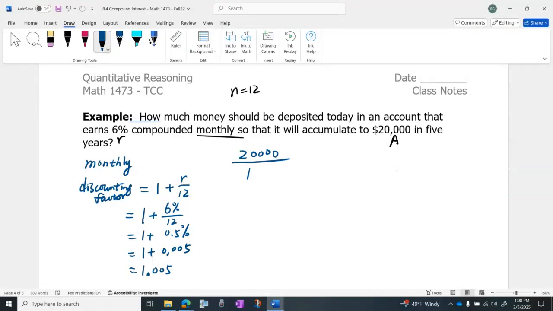Here, the discounting factor is 1.005. For how many times? 5 years, and the interest is compounded monthly, so 12 times a year. For 5 years, 60, right? 12 times a year for 5 years. So the total number of times the interest is compounded is 60. So we divide the future value, 20 grand, by the discounting factor 60 times. That's how we have an exponential expression in the denominator. And then we can use a calculator to find the result.